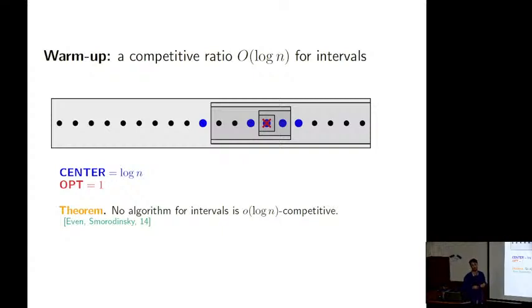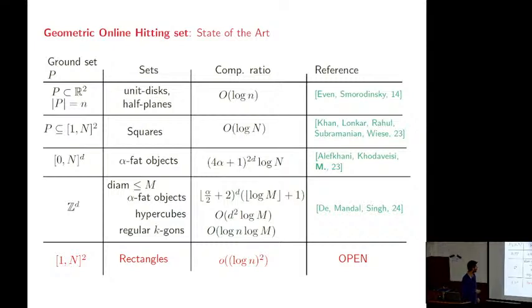And intervals are a special case of many other geometrical shapes. So what we want in this talk is, for different types of geometrical shapes, to know what the real competitive ratio is between log n and log n squared. Okay. So what is known? There are a few works, and some of the authors are in this room, I guess. So we know about log n for unit disks and half planes.